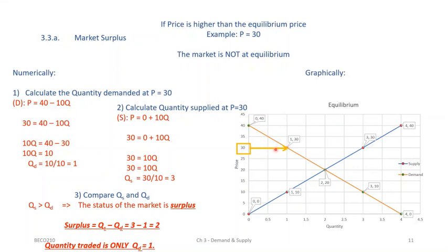Okay, at P equals 30, the intersection with the demand line and the intersection with the supply line gives us a quantity demanded of 1 and a quantity supplied of 3. The gap between QD and QS is the surplus. The surplus is 2.